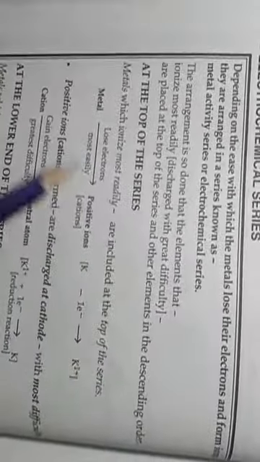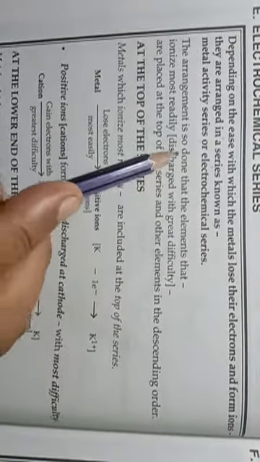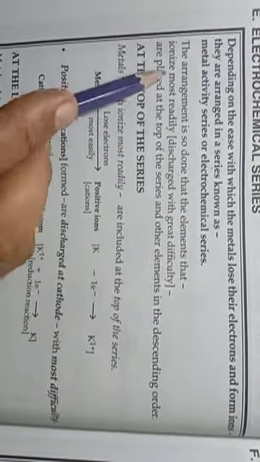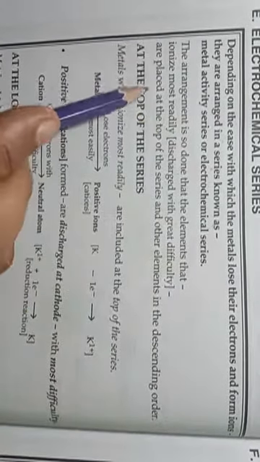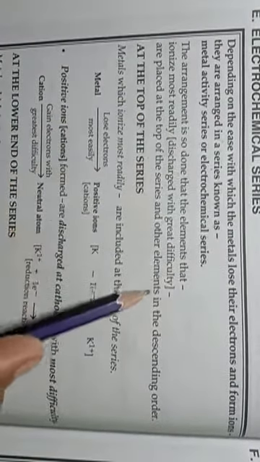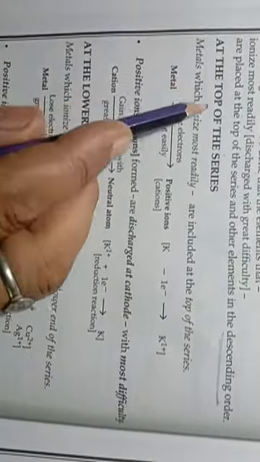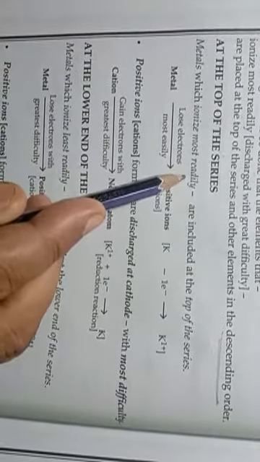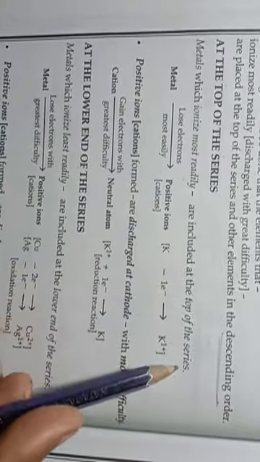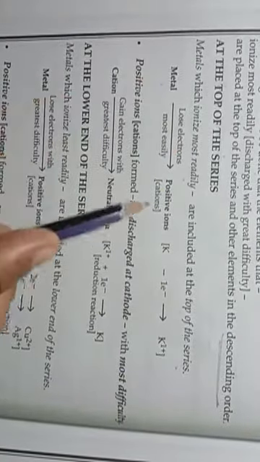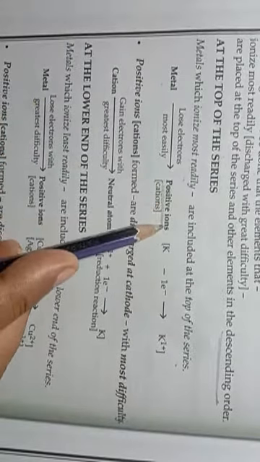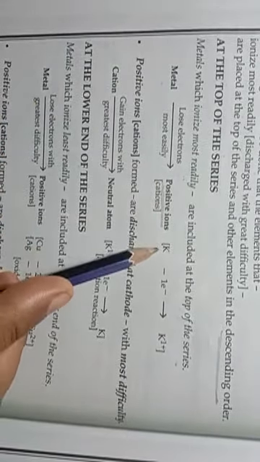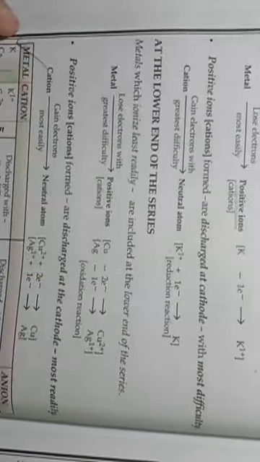Okay, so the arrangement is done so that the elements that ionize most readily are placed at the top of the series and the other elements in descending order. At the top of the series are metals which ionize most readily or most easily. So a metal will lose electrons and convert into positive ions. For example, potassium at the top of the series, losing an electron, is converted into a potassium ion.